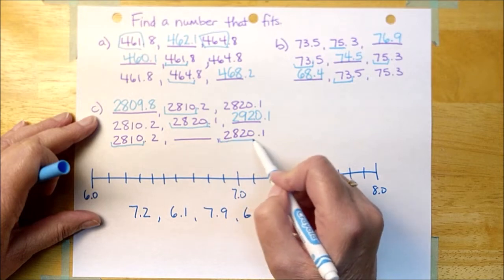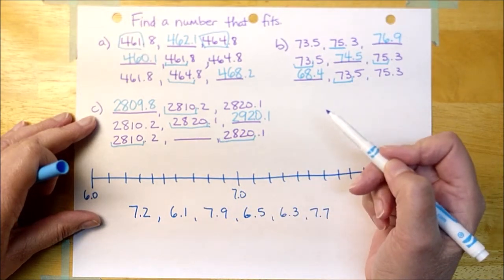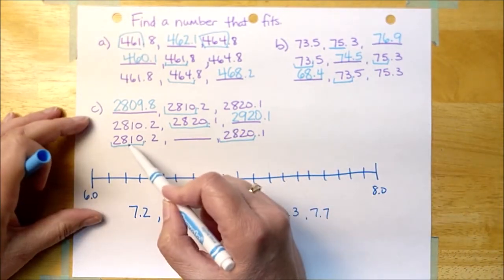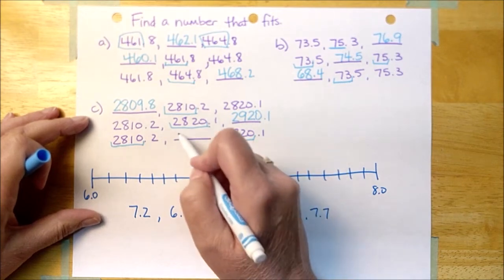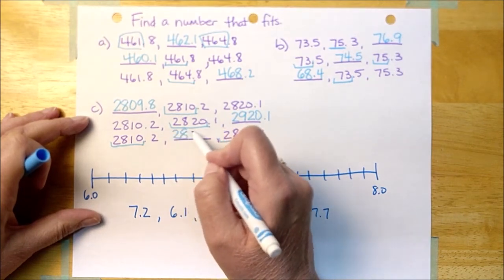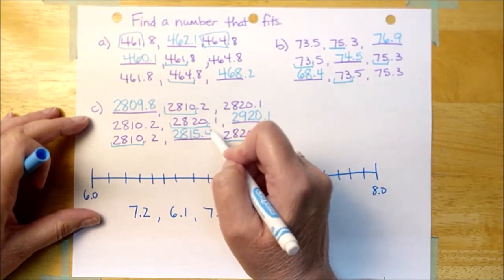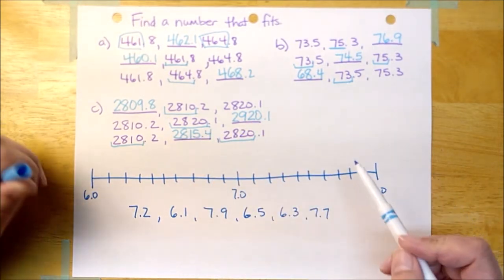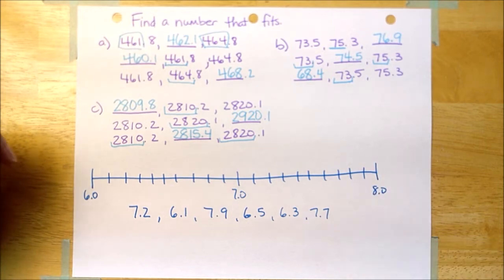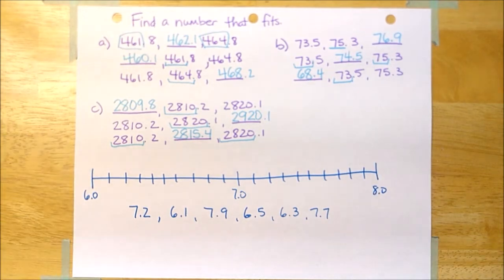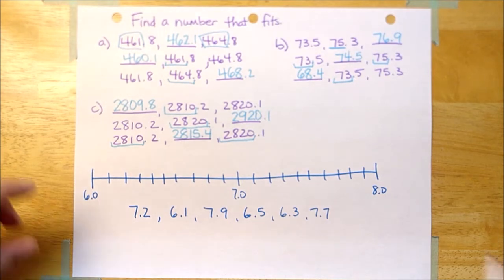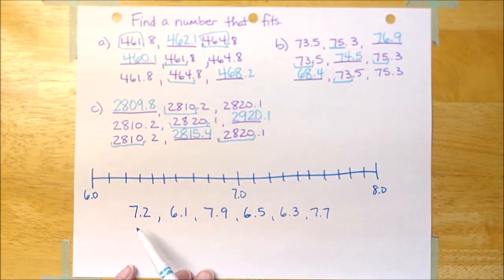So now I have to come up with a number between 2,810 and 2,820. And I know what number is smack dab in the middle between 10 and 20. It's 15. So I can say 2,815 and 4/10. So when we get to do that in our work today, make sure you're paying really close attention to your numbers.